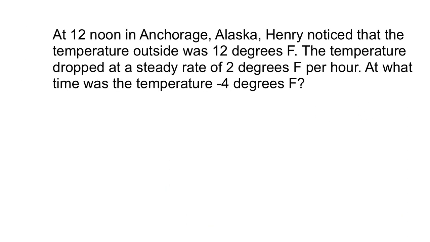All right, here we have another problem that we're going to write an equation and then solve. At 12 noon in Anchorage, Alaska, Henry noticed that the temperature outside was 12 degrees. The temperature dropped at a steady rate of 2 degrees per hour. At what time was the temperature negative 4 degrees? So let's look at all the information they give us.